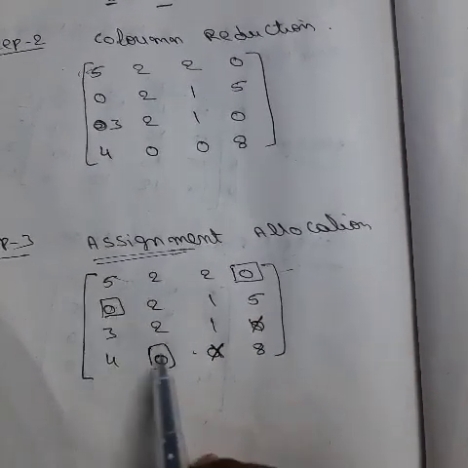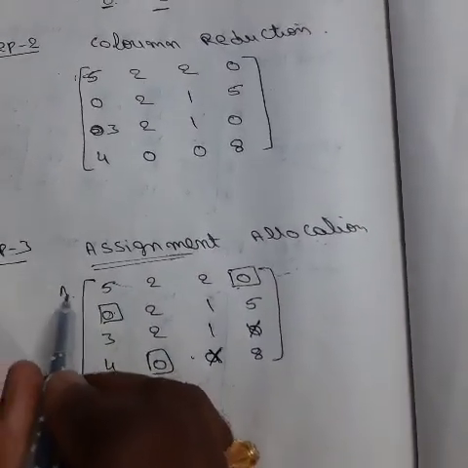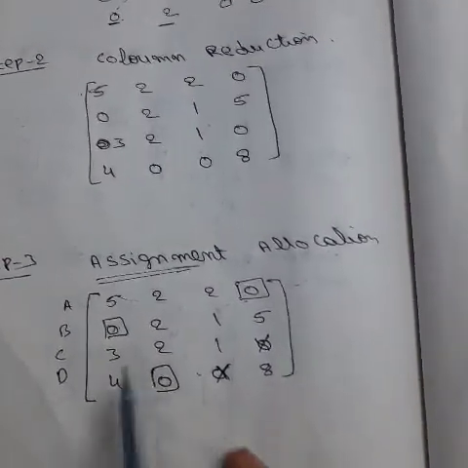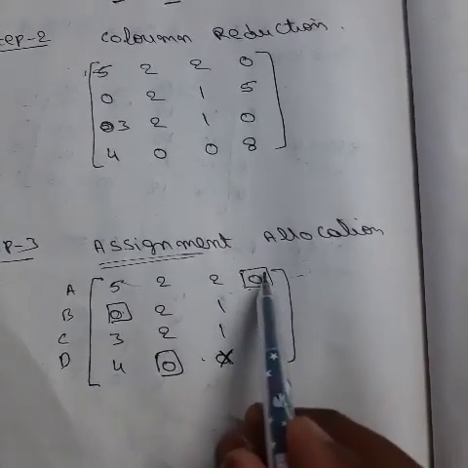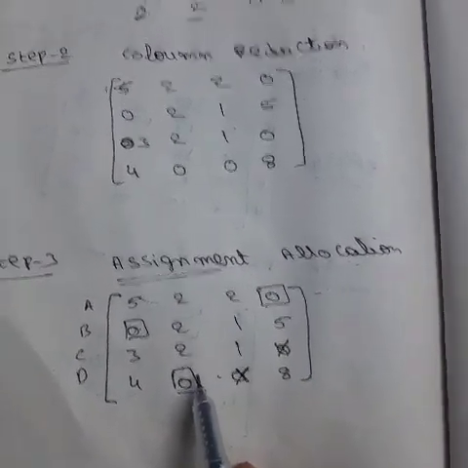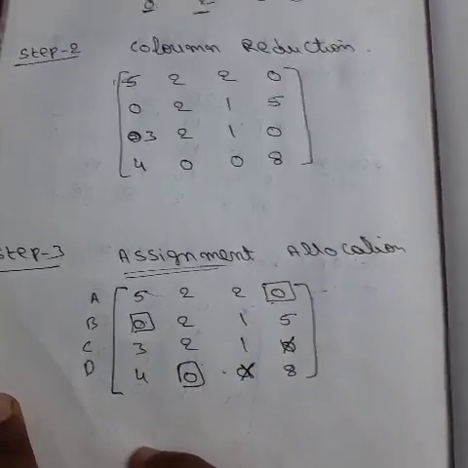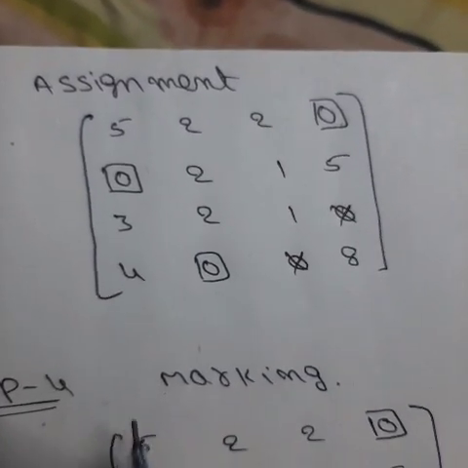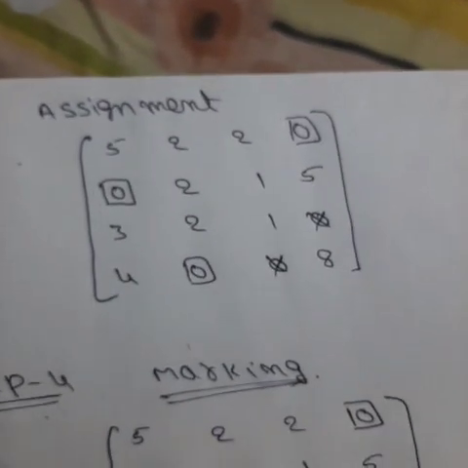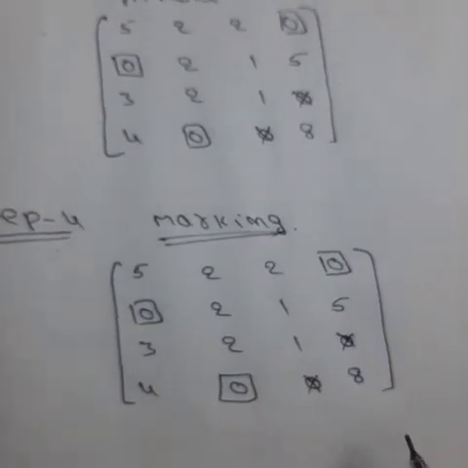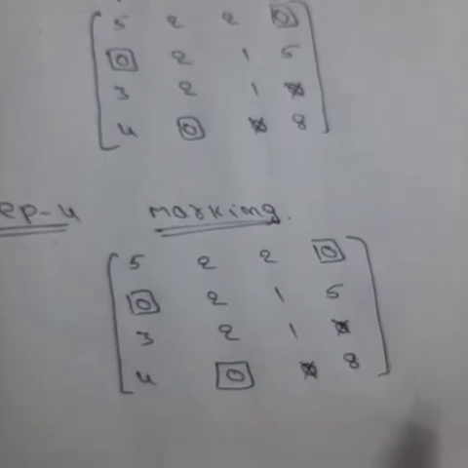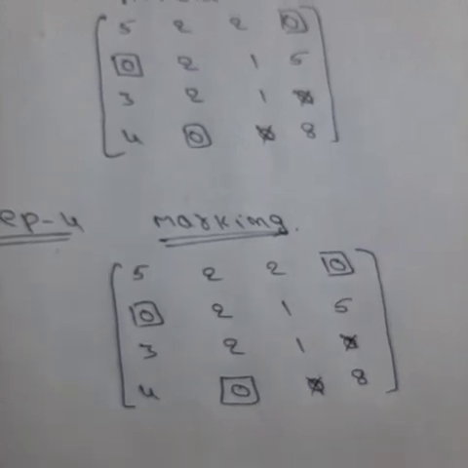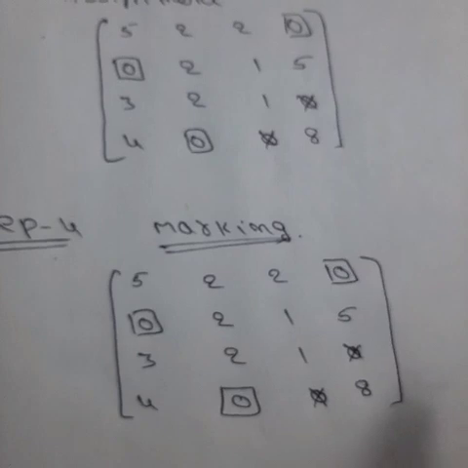Now we have only 3 assignments, but the number of rows is 4. We need 4 assignments, but here only 3 exist. Now we have to go to the next step, which is marking. Under this, write the same matrix as in the above table. In marking there are a few steps in order to mark each and every row. First of all, mark the rows that don't possess any assignment.